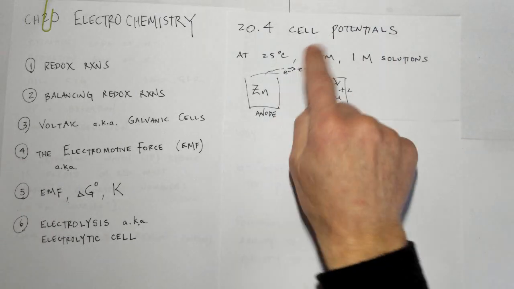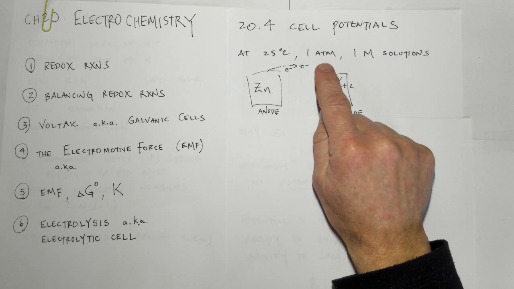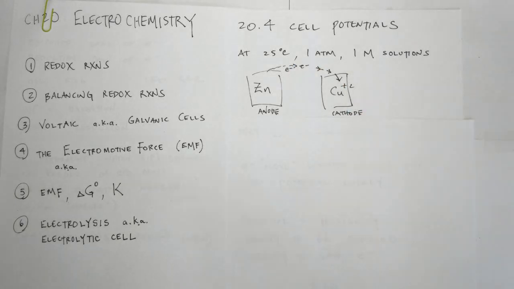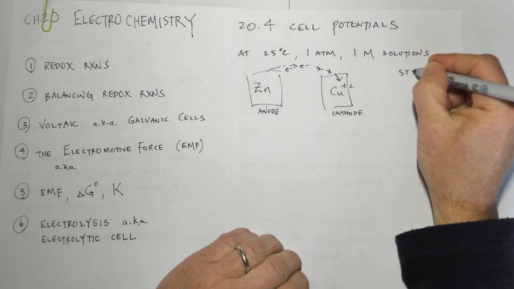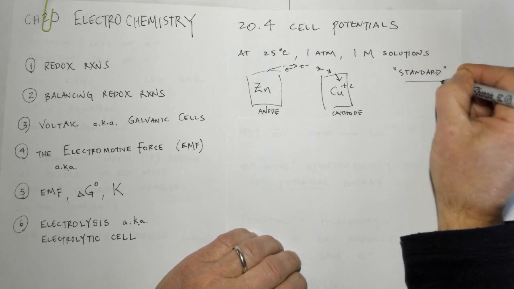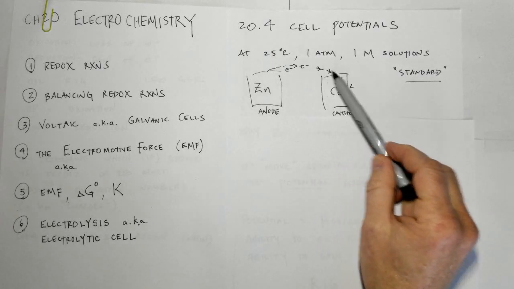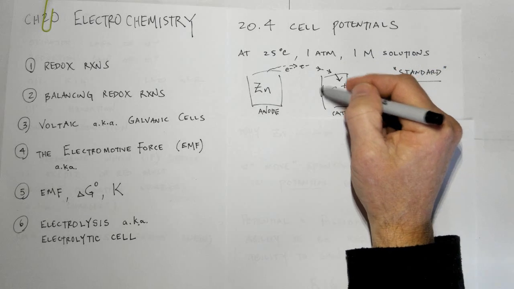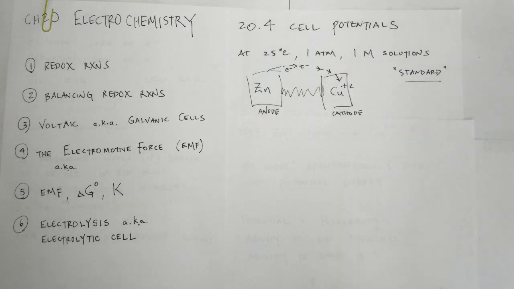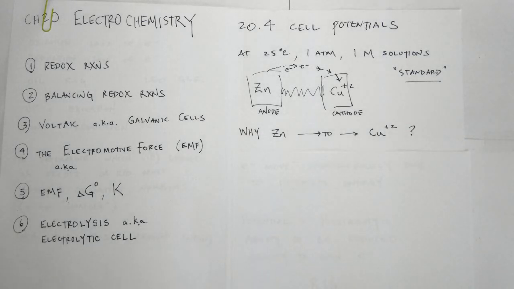So section 20.4 is called cell potentials. At 25 degrees Celsius, 1 atmosphere of pressure, and in 1 molar solution, which are called standard conditions, we know that electrons are lost from zinc and they flow through the wire to the copper, and then the anions go through the salt bridge back to the anode. That's what we learned in the past. But why does it flow from zinc to copper? Why is copper more attractive to electrons than zinc?